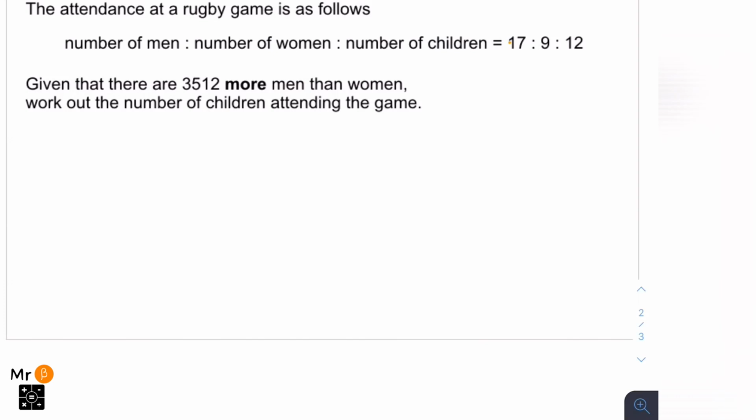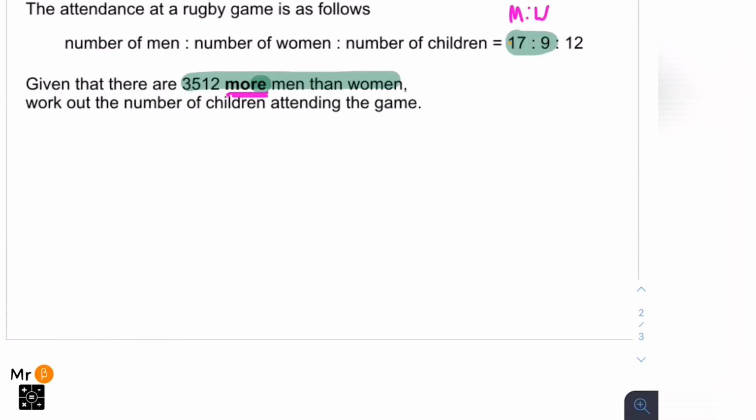So our final question. It tells us about the attendance at a rugby game. Number of men to number of women to number of children. It then says that there are 3,512 more men than women. So we're only interested to begin with in this ratio of 17 to 9, which is our men to our women. And it tells you, and the key word here is that there are 3,512 more men than women.